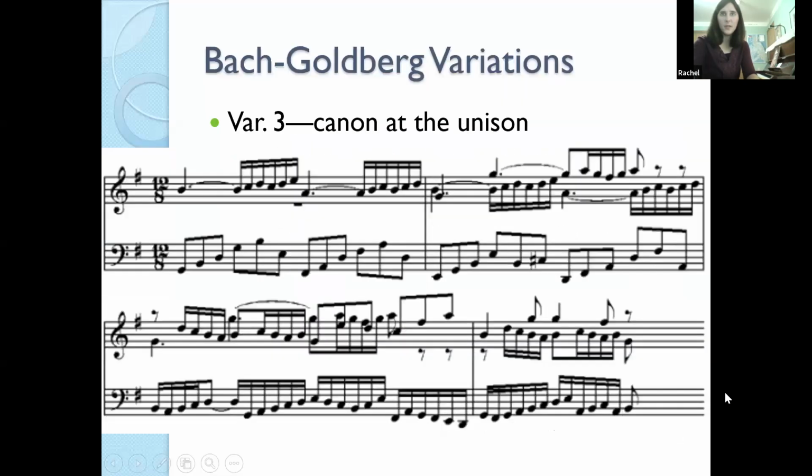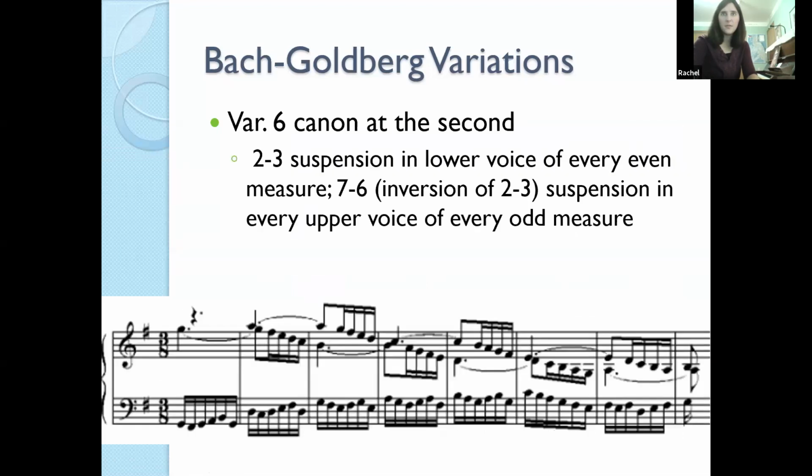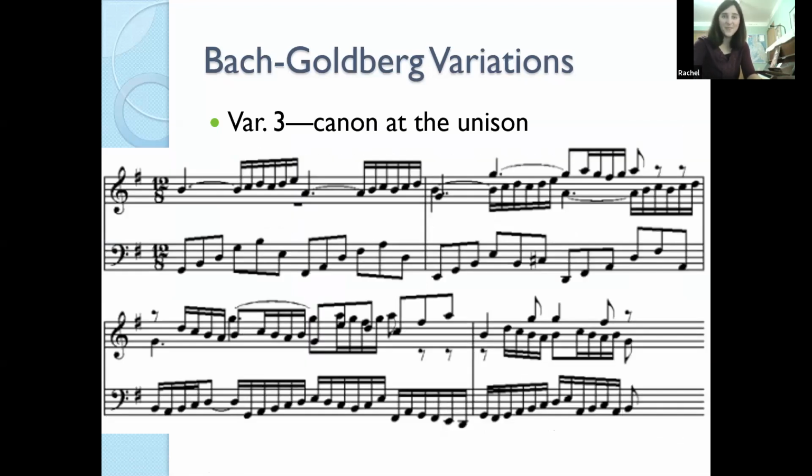There we go. The next one is going to be variation 6, because every 3 variations we have a canon. Variation 3 we have a canon, then variation 6 we're going to have a canon. Variation 3 is canon at the unison, that's our harmonic interval. So what are we expecting that variation 6 will be? What is going to be our harmonic interval?